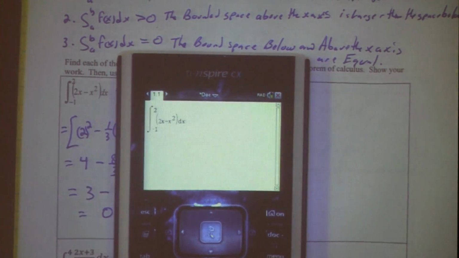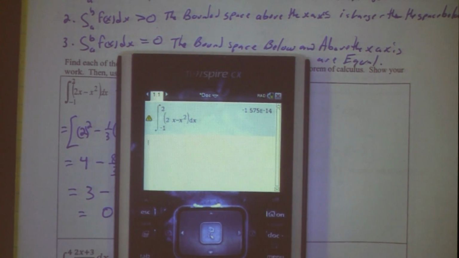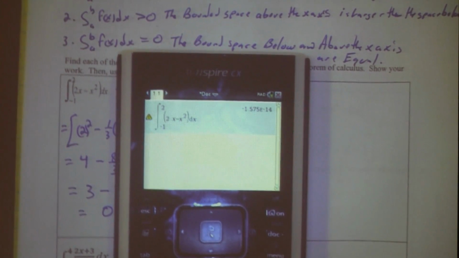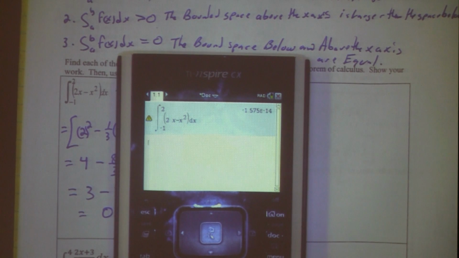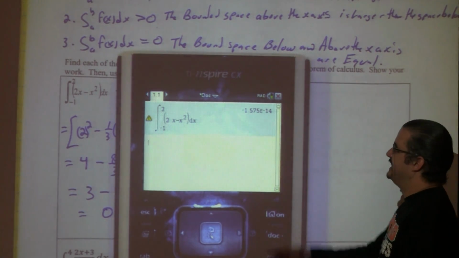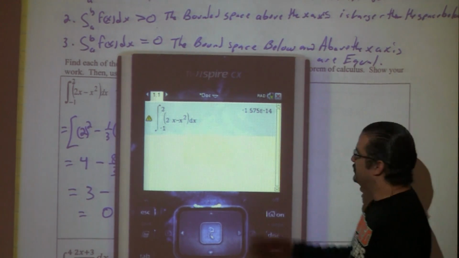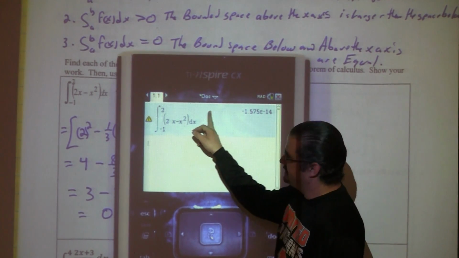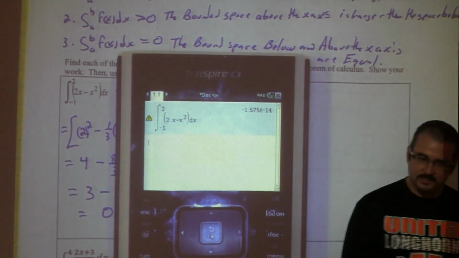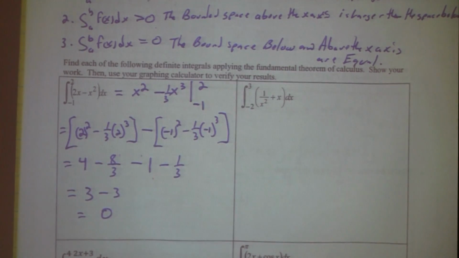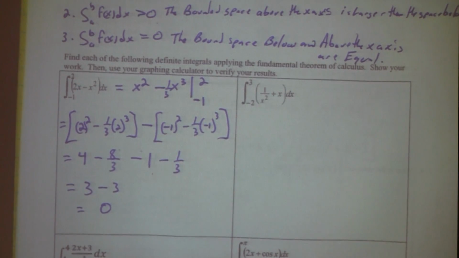So what do we get? A caution sign. Do we get 0? Warning. Is that pretty close to 0? Very close. What does that e to the negative 14 mean? That means you move the decimal 14 times to the left, right? So that'll give you a really small number, which is really, really close to what? 0. So yes, it is 0.